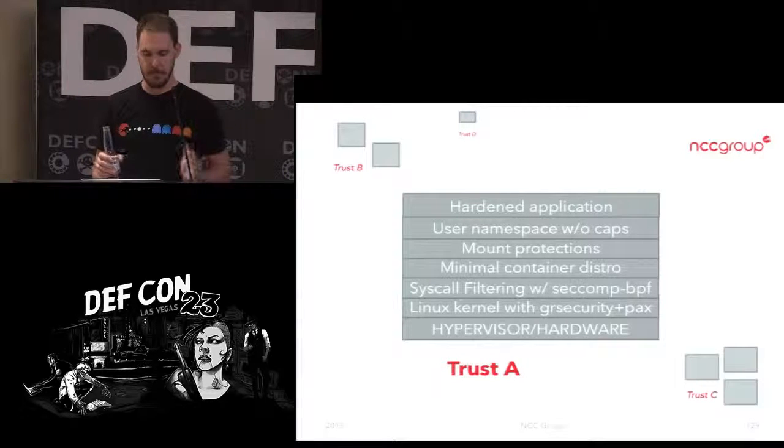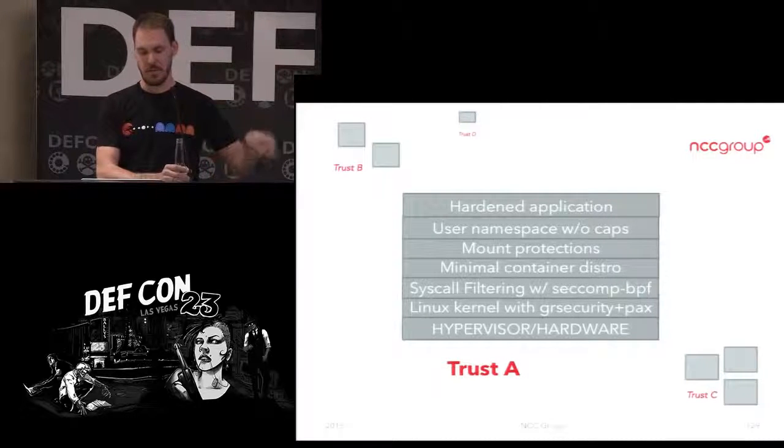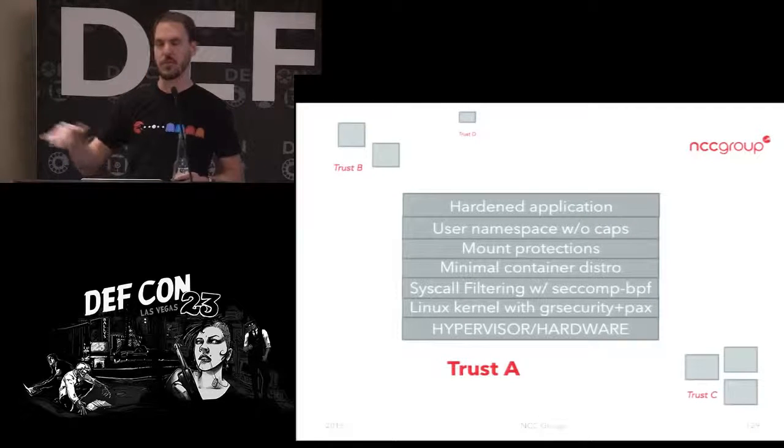And then you've got a minimal container distro, and then you do seccomp filtering, and then you've got Jira security, and then you can even do a hypervisor or some other kind of virtual machine to gain some actual hardware separation. And then you isolate that whole thing by some trust that you give it. And then you do that differently for other things.